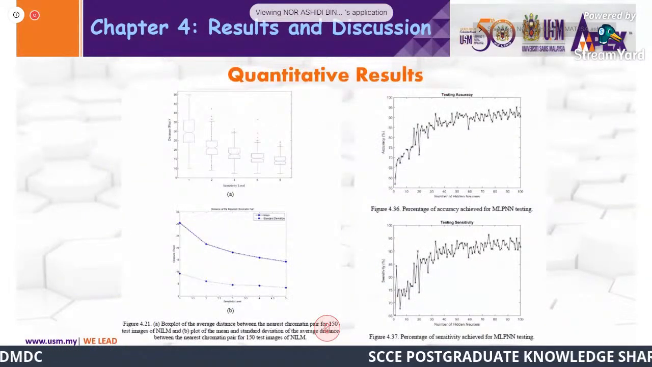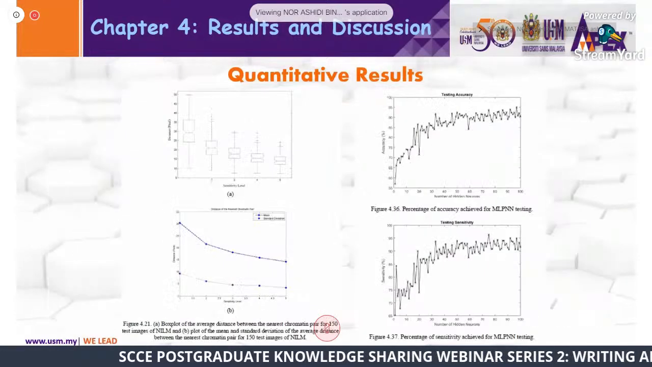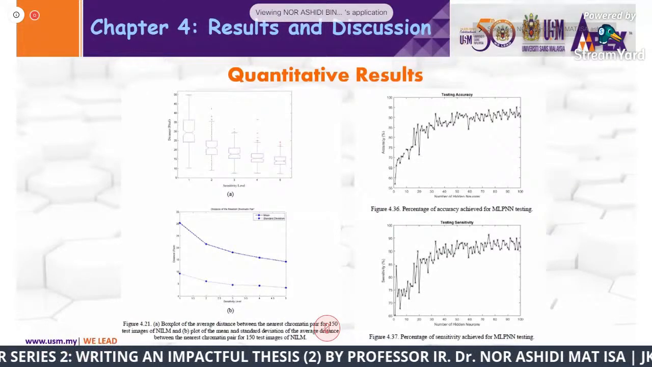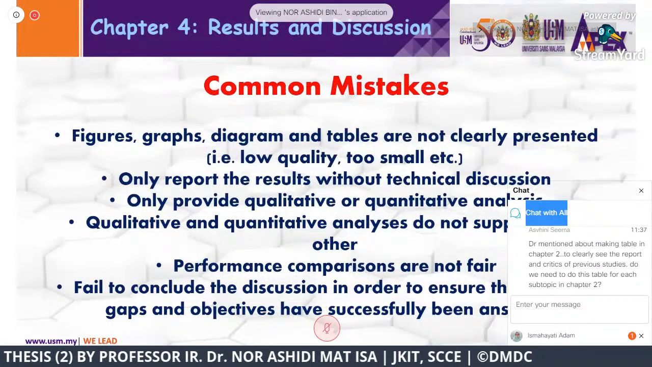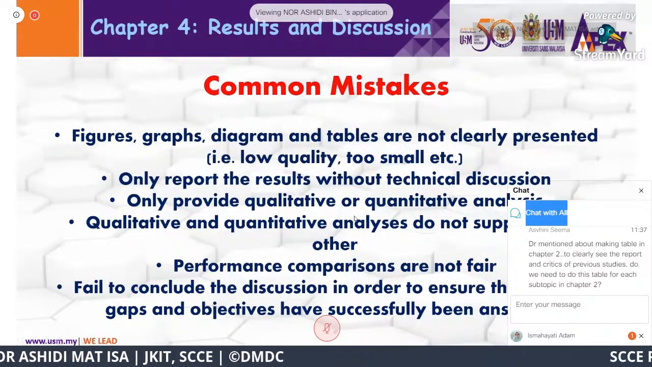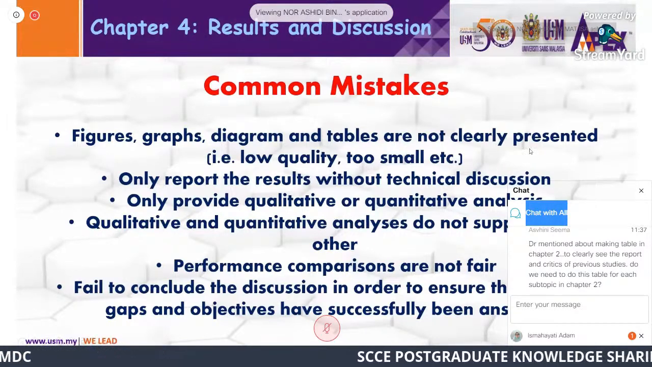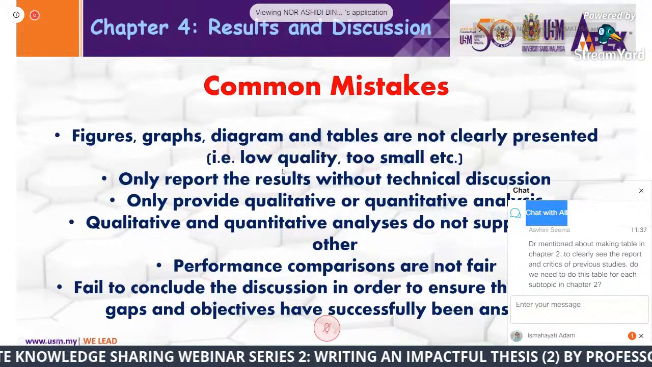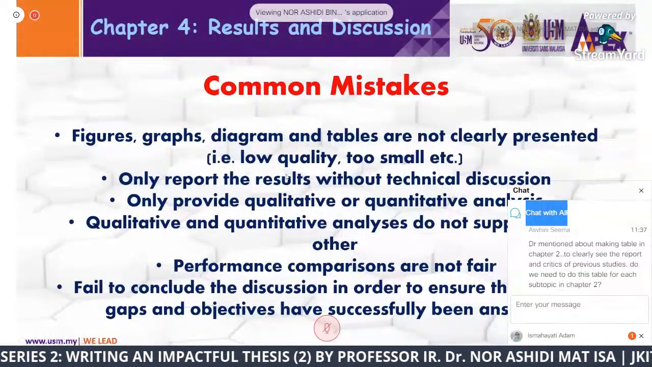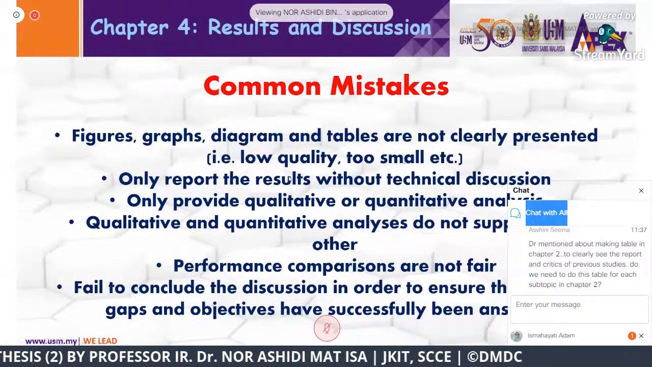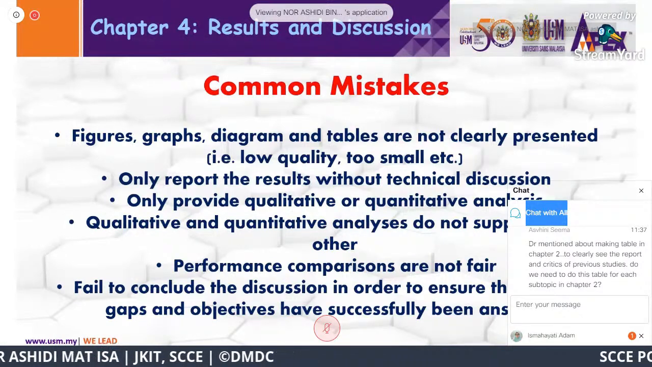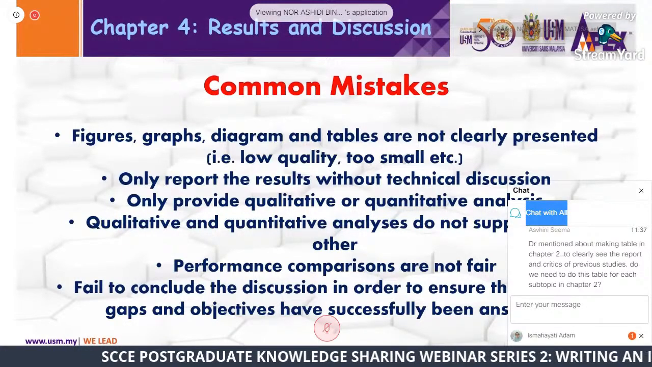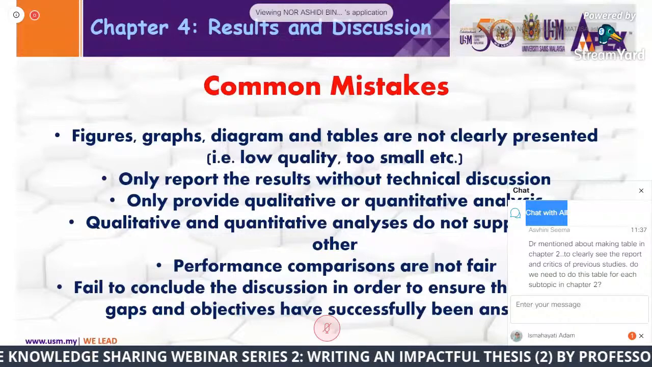This one is in table form. This is an example in graph form, or the illustration is in diagrams and features and so on. Okay, this is the common mistake for the results and discussion: figures, graphs, diagrams and tables that are too small or of low quality. Make sure everything is clear. If you want to use a pattern to compare one technique with another, the quality must be superb. Otherwise, the reader or the examiner cannot observe the pattern difference between your technique and other techniques.